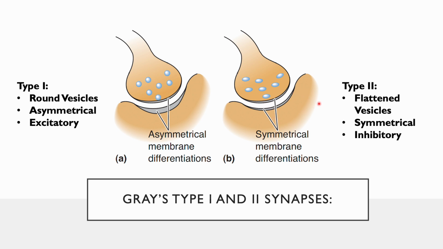So thus, different types of neurotransmitters will be transferred in different types of synaptic vesicles, and the actual synapse itself can be different in shape depending on the type of neurotransmitter that it is sending via chemical synaptic transmission.